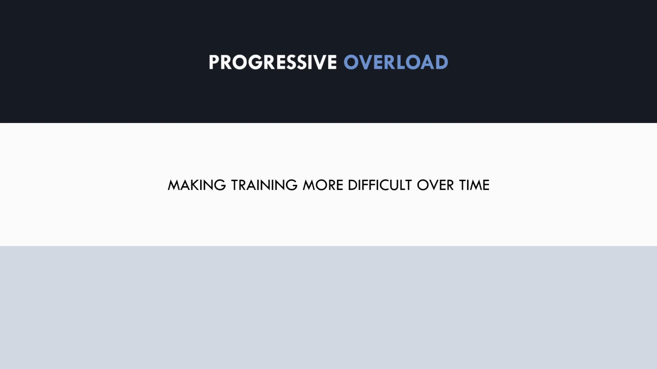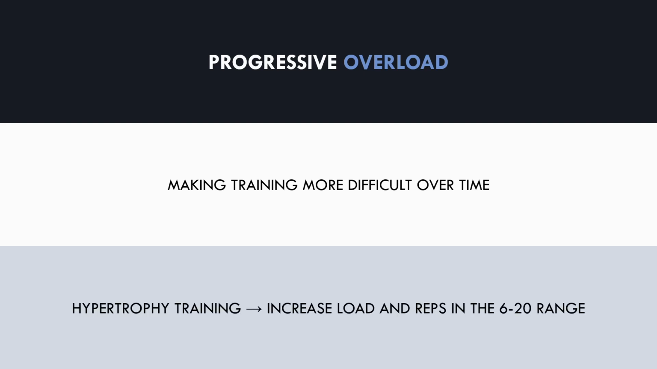For hypertrophy training specifically, we essentially want to see an increase in load lifted over time within the 6 to 20 rep range. Or put another way, we want to see more reps performed with the same load in the 6 to 20 rep range. So if a trainee can lift more weight for more reps over time, they are likely growing muscle.